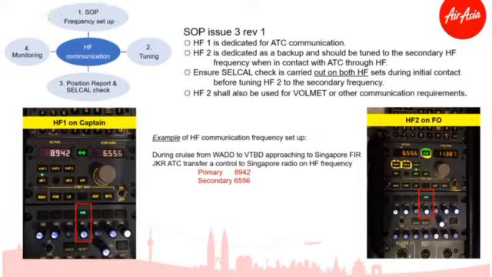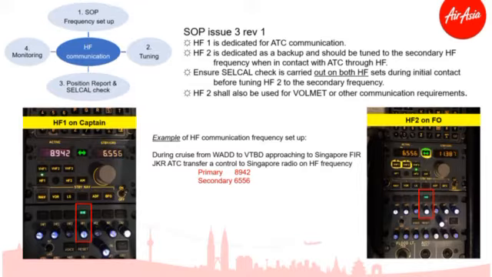The presentation shows an example of HF communication on a flight from Denpasar to Bangkok. When approaching Singapore FIR, ATC contact on VHF is not possible. A transfer of ATC control to HF communication occurs. The presentation shows how to set HF1 on primary 8942 and HF2 on secondary 6556, according to Thai AirAsia SOP.